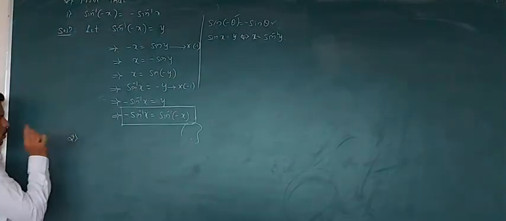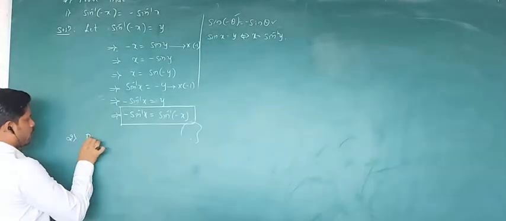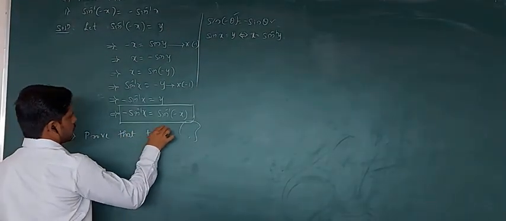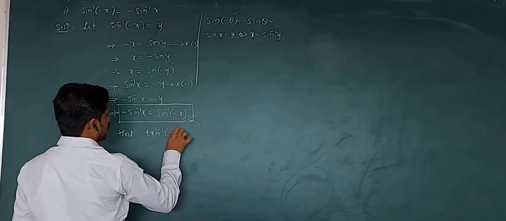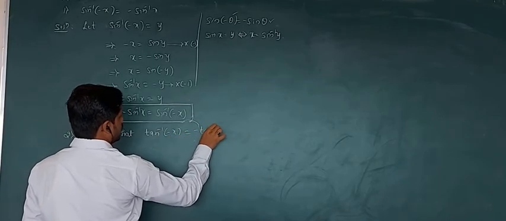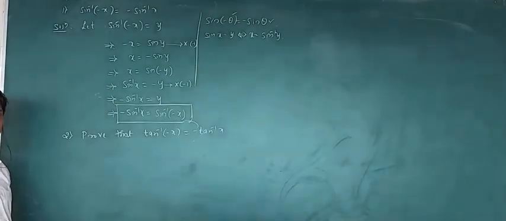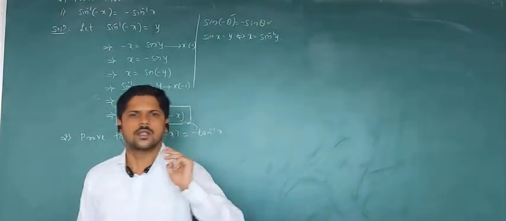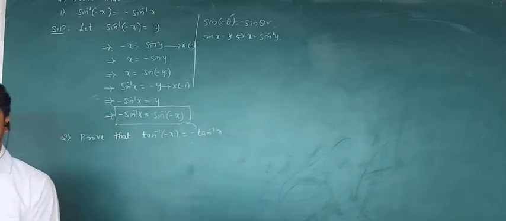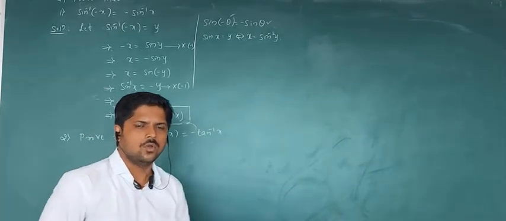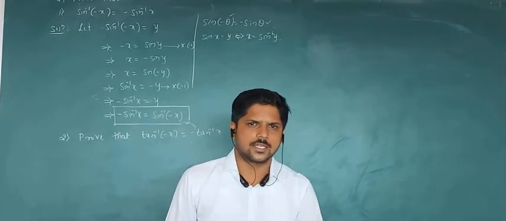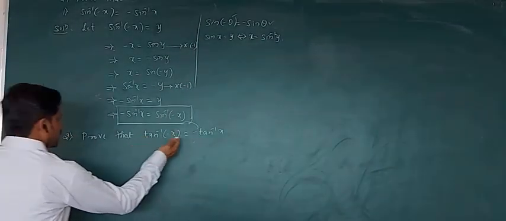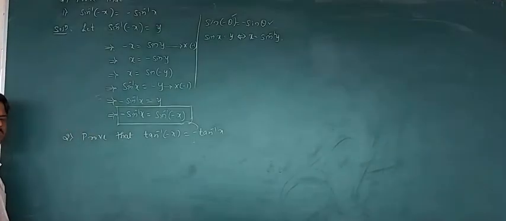Similarly, we can prove one more example. So prove that tan inverse of minus x equal to minus tan inverse x, because in the trigonometric functions we know that three functions are odd. Sine of minus theta equal to minus sine theta, tan of minus theta equal to minus tan theta, cosec of minus theta equal to minus cosec theta. So tan inverse of minus x equal to minus tan inverse x.